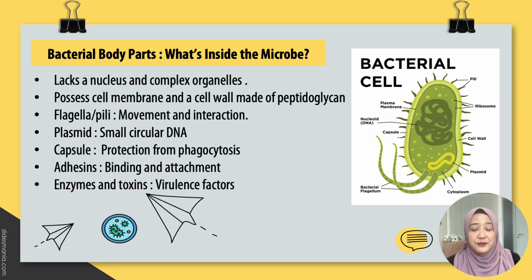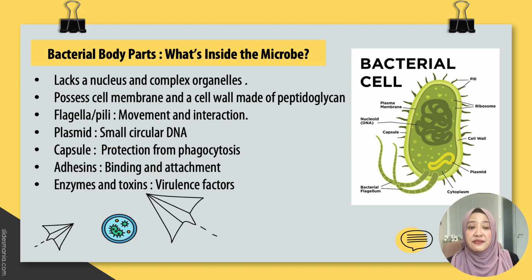So what's inside a microbe? Say you have an organism and you dissect it. These are the things that you may or may not find inside a bacterium. The first is, as I mentioned before, they lack a nucleus and they lack complex organelles. Secondly, they possess a cell membrane and a cell wall that is made out of peptidoglycan. The thickness of the peptidoglycan is very, very important for the purpose of classification. I will talk about it later on.